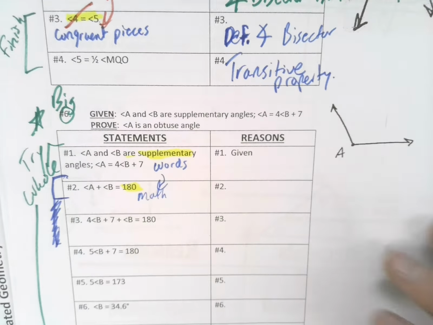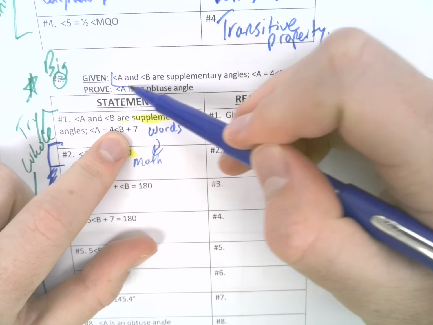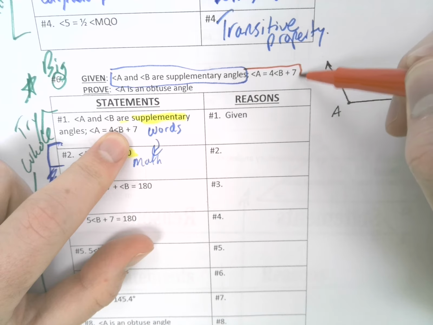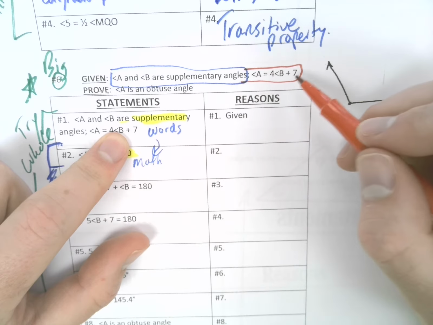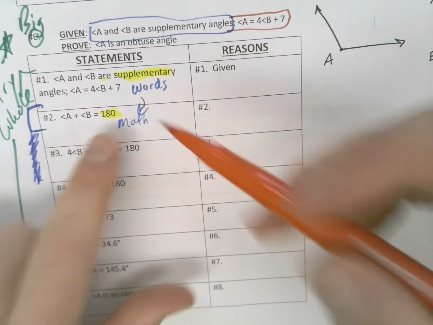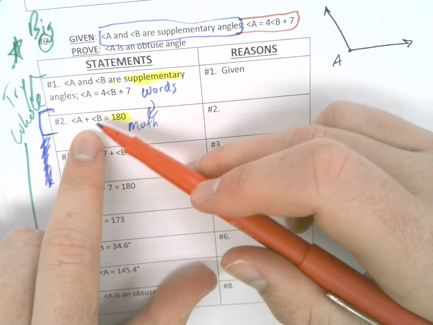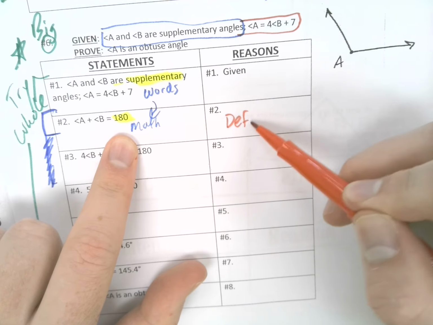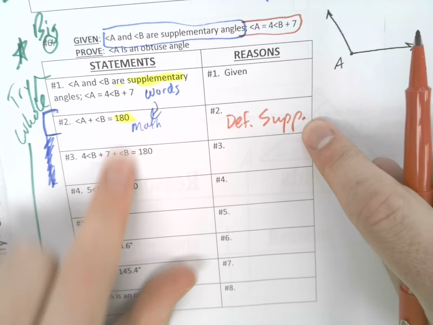Nice. And then down here, we're going to go rapid fire, guys. We've got this. A and B, we're told, are supplementary angles. We're given that. Also, angle A is 4 times angle B plus 7. So angle A is much, much bigger than angle B. But you're going to see something pretty familiar here. Talking about supplementary angles, and that leads right into those 2 angles then are going to add up to be 180. Words lead to math. That is the definition of supplementary angles.